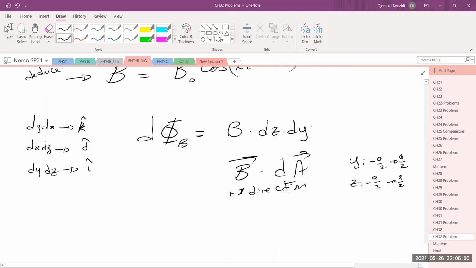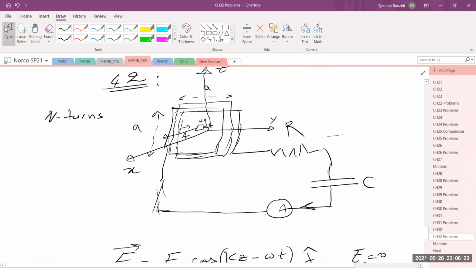The magnetic field B has B naught times cosine of kz minus omega t, dy dz. This depends on z. So when I integrate over y, all I'm going to do is pull up an a over 2 minus a negative a over 2, so it's going to be an a. So in other words, I could have taken this area instead of this area in here. I could have taken this area.